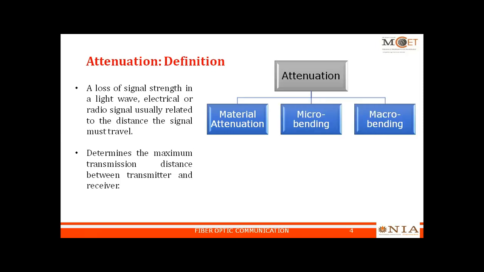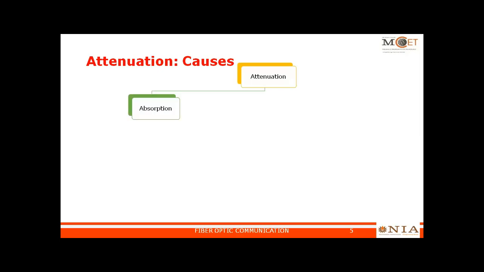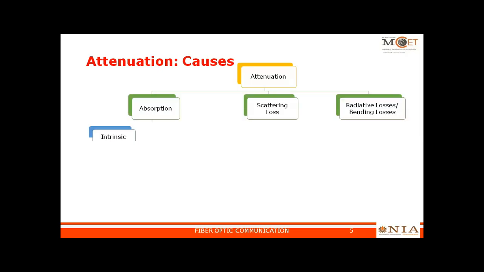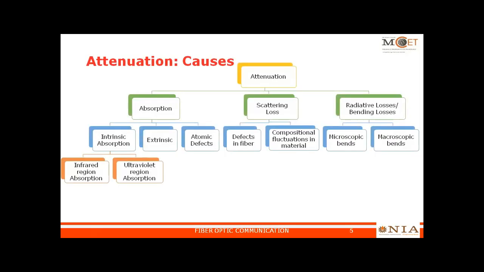The attenuation happens due to material attenuation and bending, that is microbending as well as macrobending. Material attenuation we can say is absorption as well as scattering. So this is the basic classification of attenuation, and it is important. We can classify attenuation into three categories: one is absorption, one more is scattering loss, and one more is bending loss.